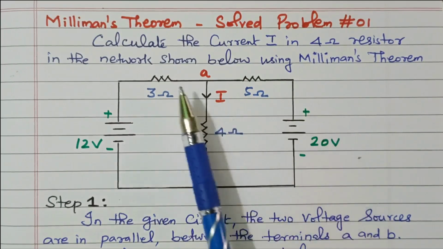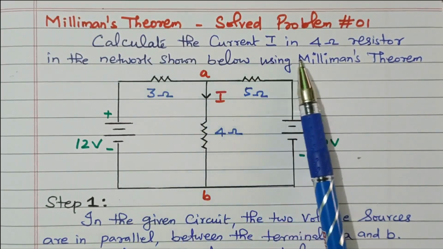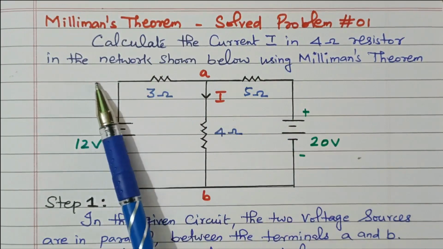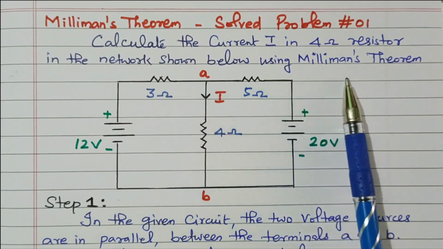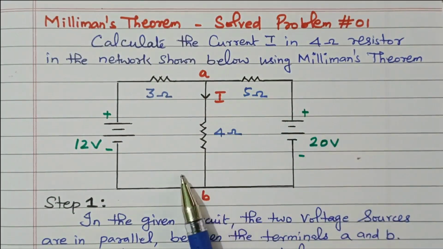Now we'll go to the topic. Calculate the current I in the 4 ohm resistor in the network shown below using Millman's theorem. So the network is given.